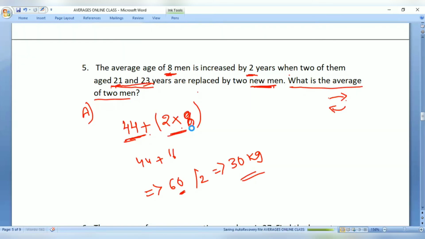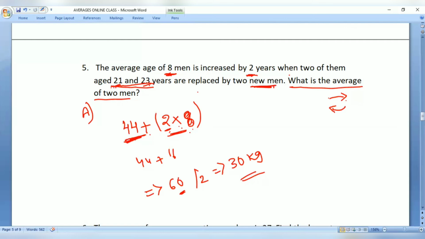So let us repeat the problem. There are 8 men whose average age is increased by 2 years upon replacing 2 persons whose ages are 21 and 23. Now we are asked to calculate the average of the 2 new men who are added. Now for this, we have taken the sum of ages of the 2 persons plus the increase in the average, into the total number of persons. Here only 2 persons are replaced, that means nobody is eliminated overall.